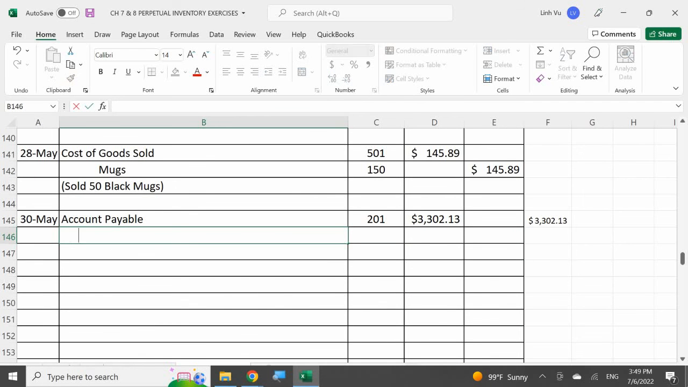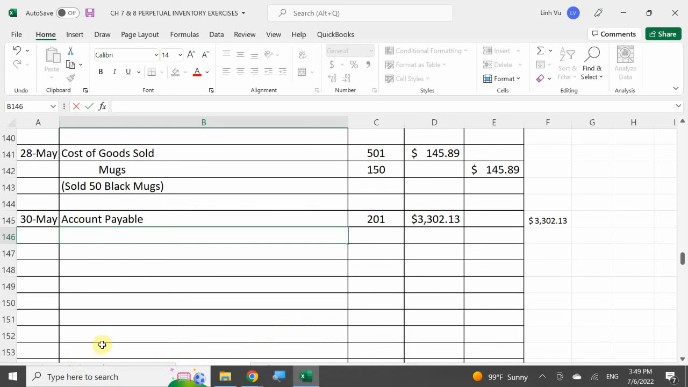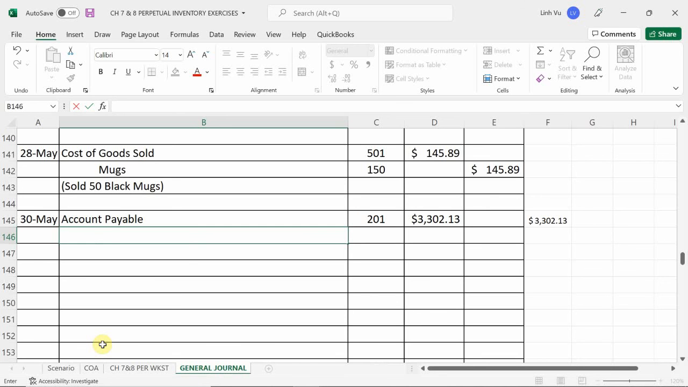I also have to recognize that I'm paying with a check. So if I'm paying with a check, where does that money come from? Checking. It's going to come out of your checking account. So in this case, checking. Okay.